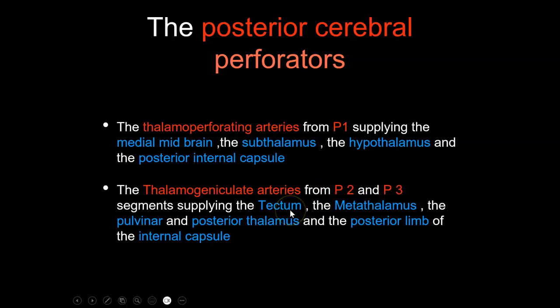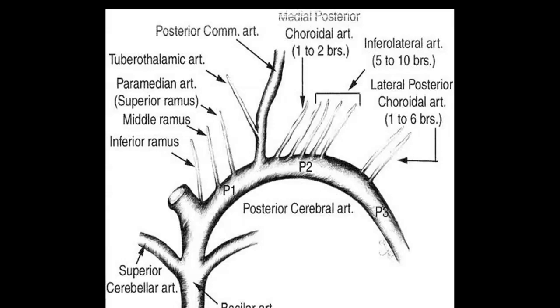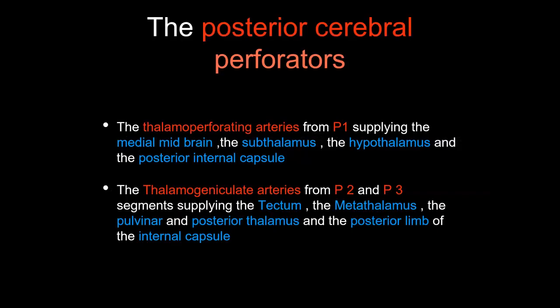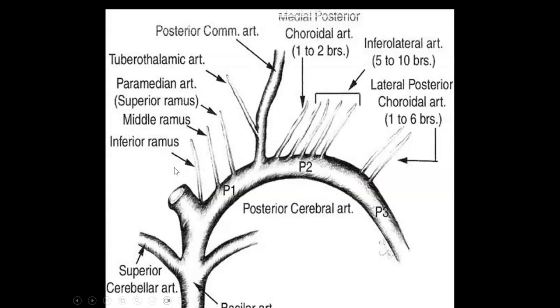of the brainstem, like the tectum posteriorly, metathalamus, pulvinar, posterior thalamus, posterior limb of the internal capsule. They go posteriorly. So if we say that this is the basilar artery, this is the posterior cerebral and the posterior cerebral, there are branches arising from the proximal posterior cerebral or the P1, what do we call them? Yes, it's perforating arteries, and from the P2 thalamo-geniculate arteries.